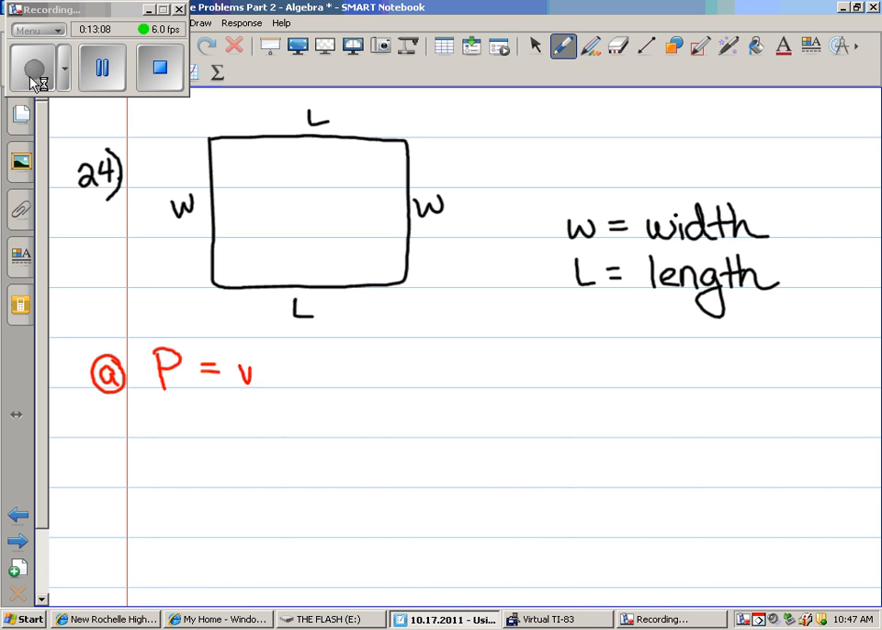We did that before. P equals W plus W plus L plus L. That's the same thing as 2W plus 2L. We learned that already. True? True, true. So it said the perimeter, it also says in that first statement, the width of the rectangle is 3 yards less than the length.